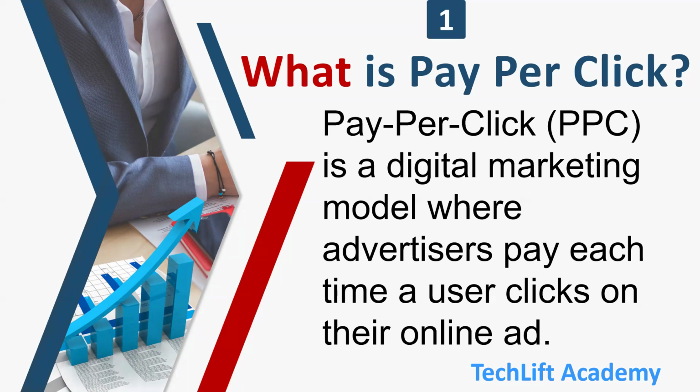The advertiser is paying. Let's say TechLift Academy is running its advert on a platform known as YouTube. By the time the user clicks on that advert, and maybe makes an order or does something, that is what we call pay-per-click.